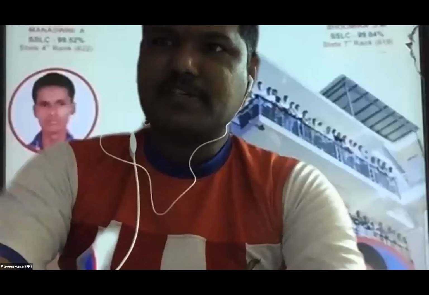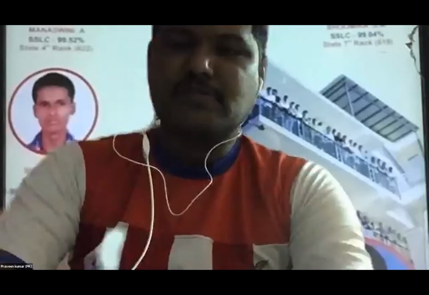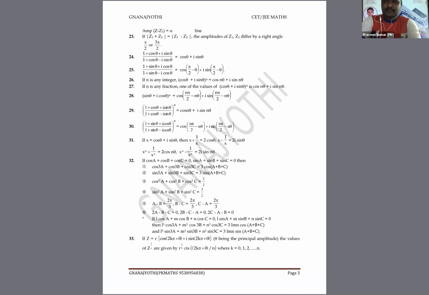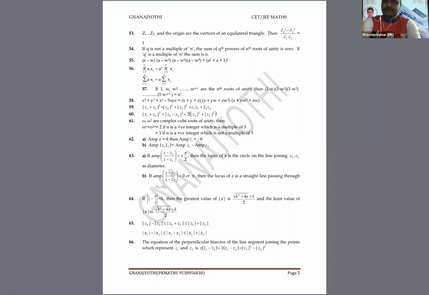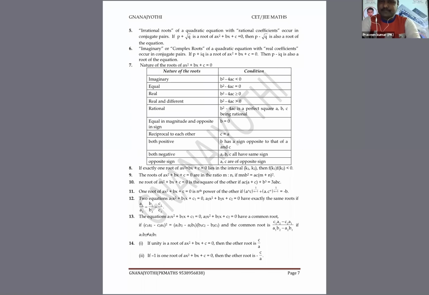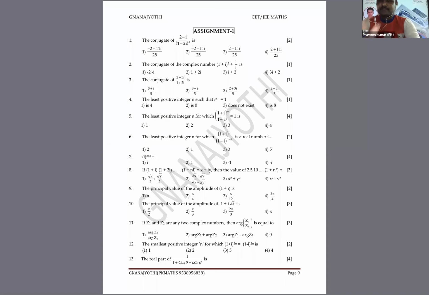We already started the questions on complex numbers and quadratic equations. We'll continue that. From the first question onwards, we can continue. See the first question, what they have given.